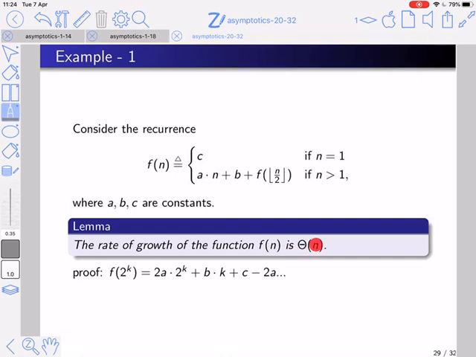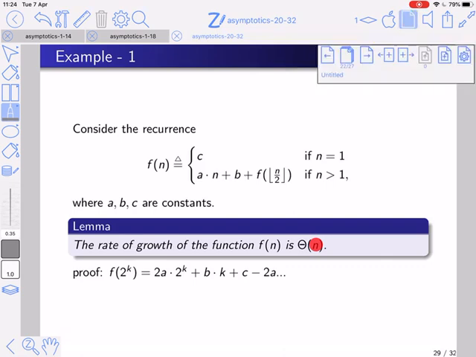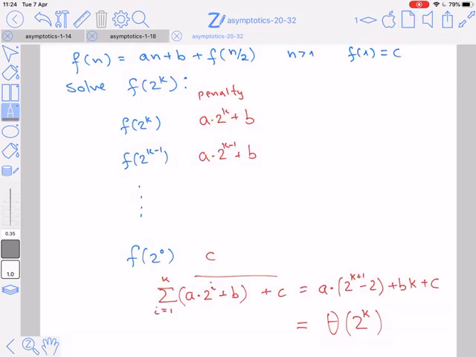Okay, how do you prove it? Well, you follow the same method as before. You try to find out what f is for powers of 2, and then you conclude what happens from powers of 2 to arbitrary values of n. Okay, so let's try to analyze what f of n is. So we'll solve it for the case when n is a power of 2.